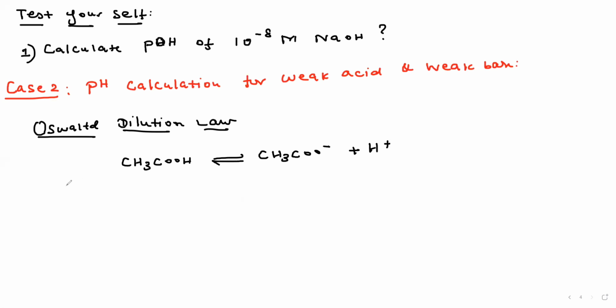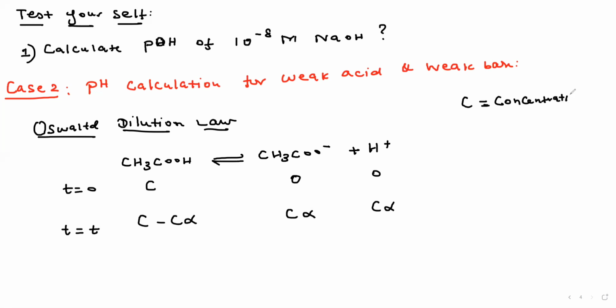Initially, at time equal to 0, what is the concentration of acetic acid? I take C. At time 0, there is no formation of product, so I put 0 and 0. At time equal to t, what is going to happen? Formation of C alpha CH3COO minus, and here also formation of C alpha H plus. Now what is the decomposition of acetic acid? C minus C alpha. Now what is C here? C is the concentration of the solution. What is alpha? Very important: alpha is the degree of dissociation.